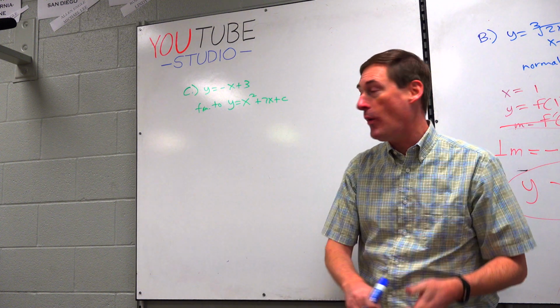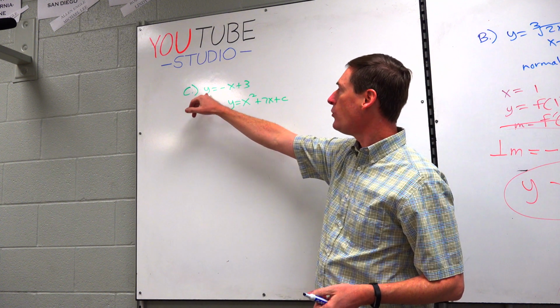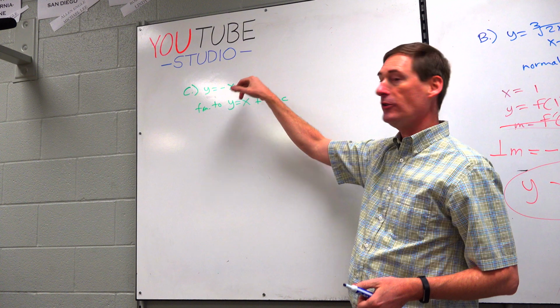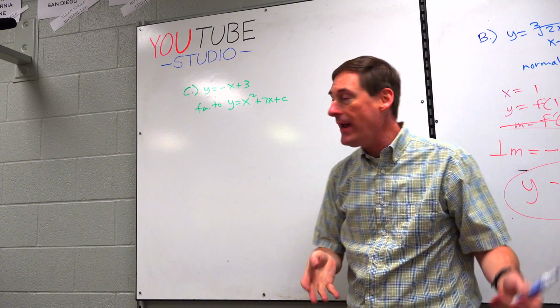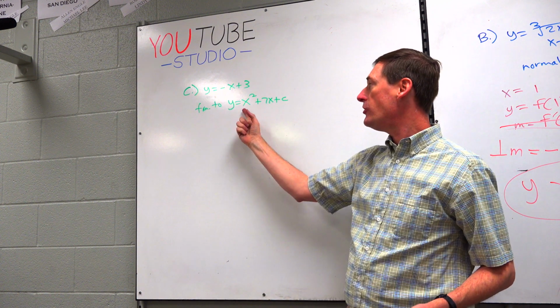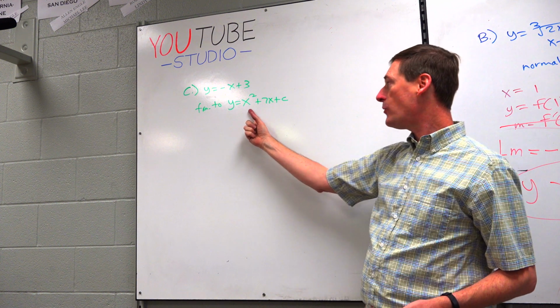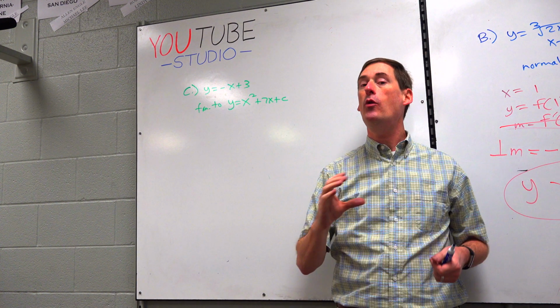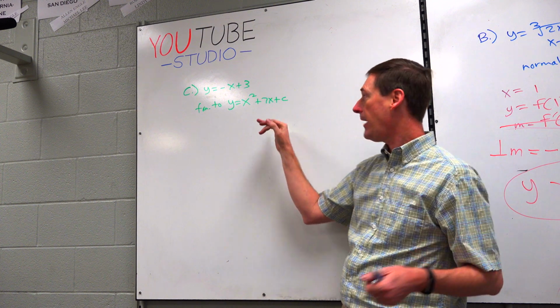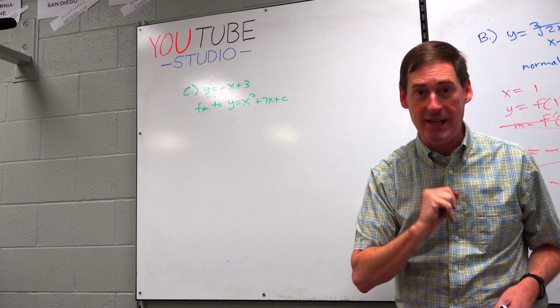Now I've given you the equation. The tangent line equation is y equals negative x plus 3. Looks just like a y equals mx plus b, right? That line is tangent to, oh, that's a parabola. x squared plus 7x plus unknown constant, some number, okay? Find the constant c, all right?